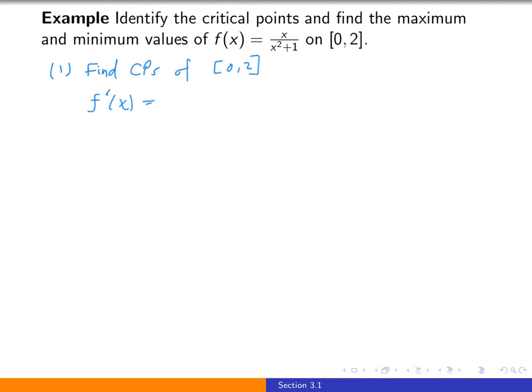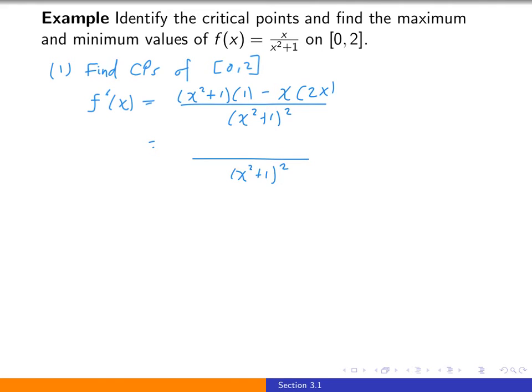The quotient rule tells us low d high, the derivative of x is 1, minus high d low, the derivative of the bottom is 2x, all divided by low squared. And then we just algebraically simplify a bit. We have an x squared plus 1 quantity squared in the bottom.